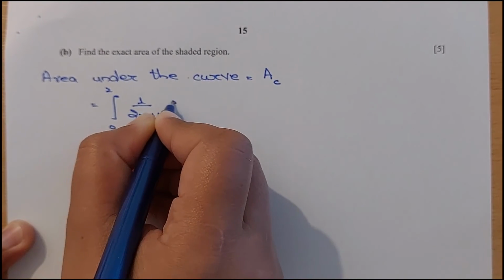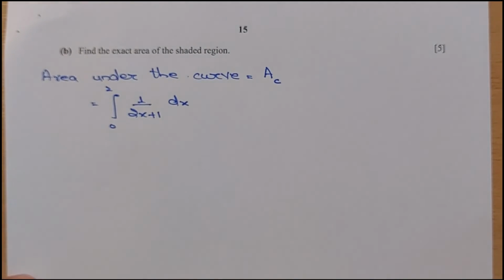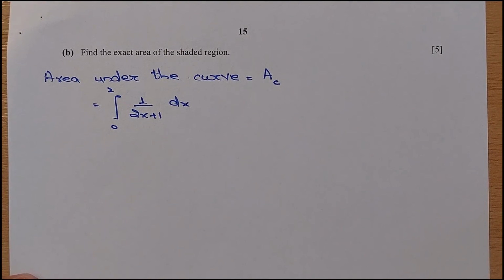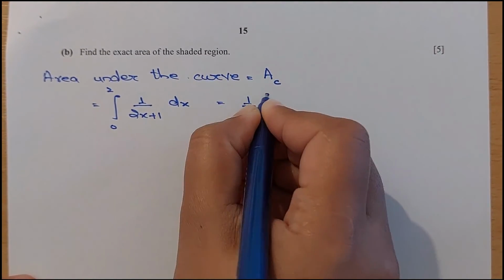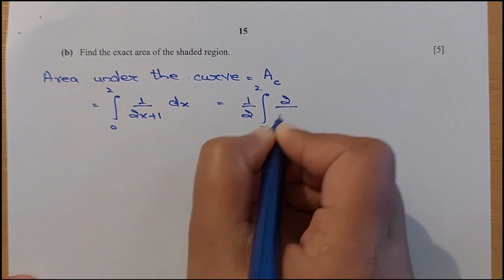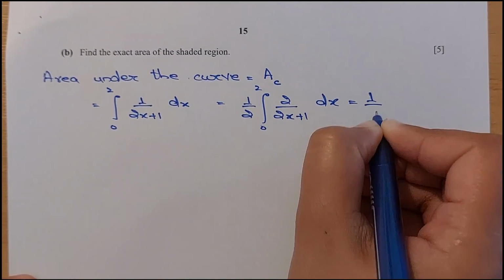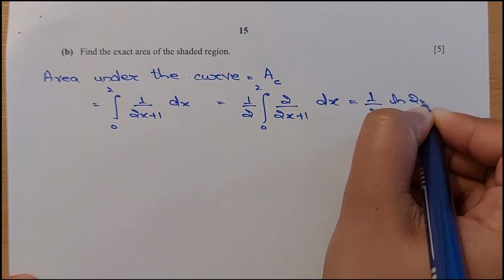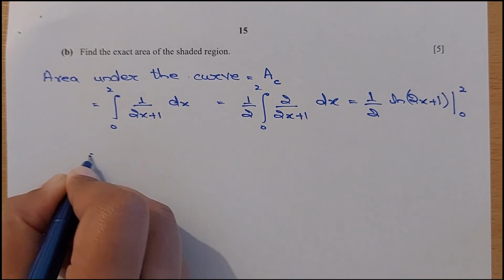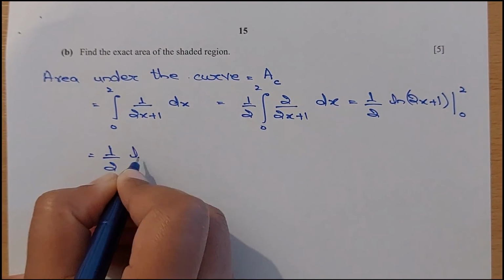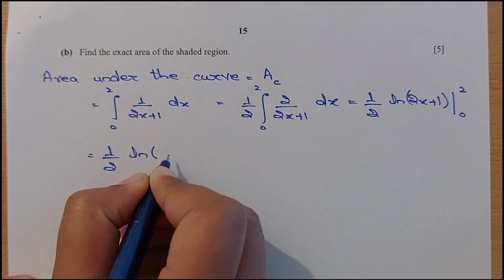The integration of 1 over x is natural log of x, but we have to complete its derivative in the numerator. Its derivative is 2, so let me multiply and divide by 2. From 0 to 2, we have 2 over 2x plus 1 dx. So here we have 1 by 2 natural log of 2x plus 1, and the limit is from 0 to 2. Now let me substitute it. 1 by 2 natural log of 2 times 2 is 4 plus 1 is 5.